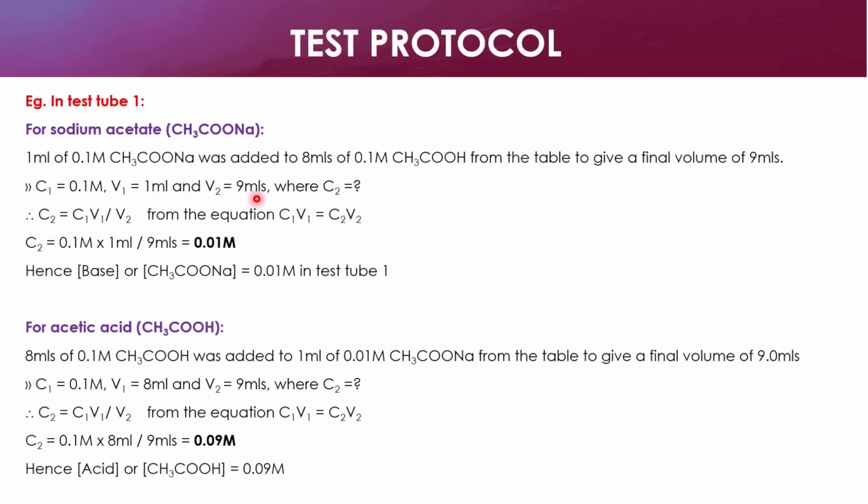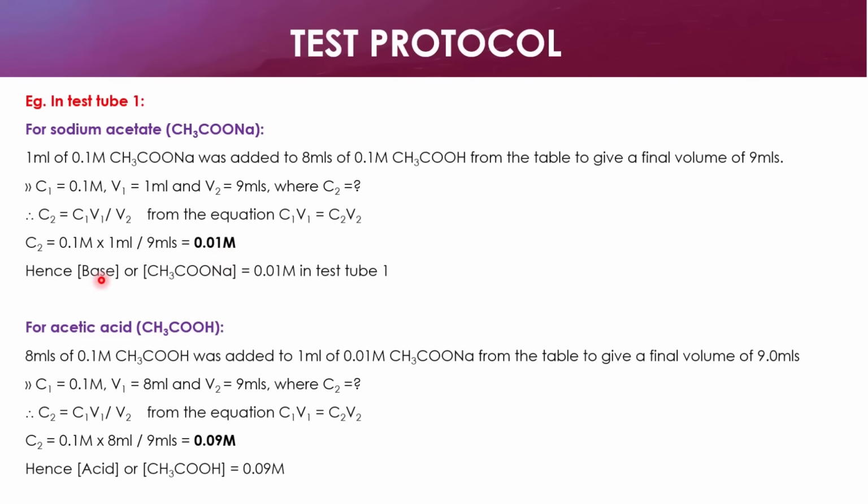So let's do the acetic acid in test tube 1. From the table, we know 8 ml of 0.1 molar acetic acid was added to 1 ml of 0.01 molar sodium acetate to give a final volume of 9 ml. So it implies that our C1 is 0.1 molar, V1 is 8 ml, and V2 is 9 ml, where our C2 is to be determined.